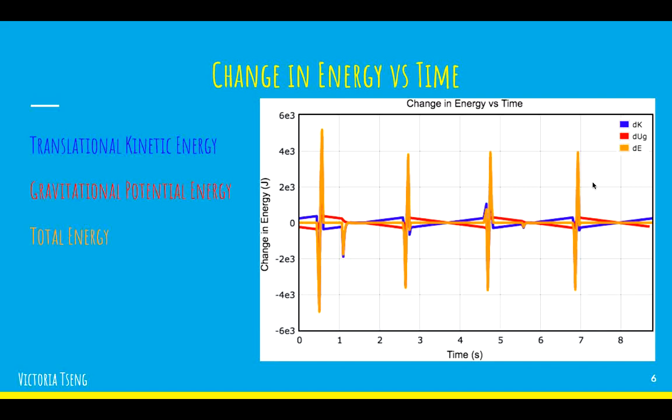When he falls, the change in kinetic energy is positive. When he's bouncing back up, the change is negative. The opposite relationship is true with gravitational potential energy. The spikes in the change in overall energy occur whenever Christoph hits the trampoline. The law of conservation of energy states that for isolated systems, energy cannot be created or destroyed, so that would lead us to assume that the orange line should just be a straight line at x equals 0, but that is not the case here.